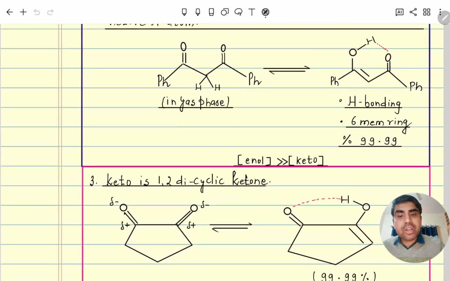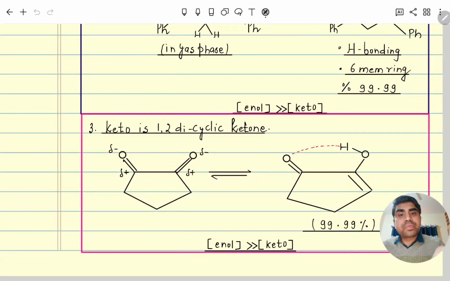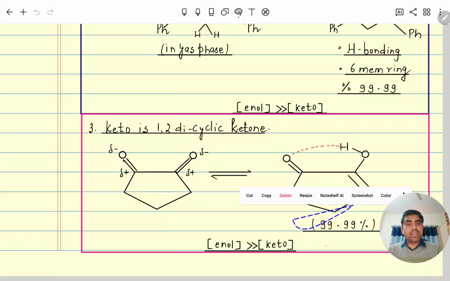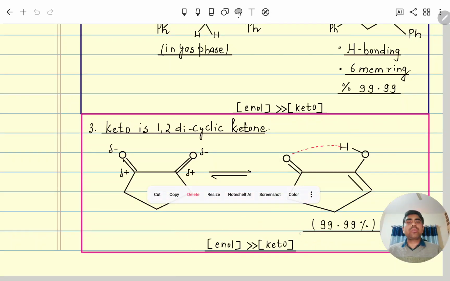And the third case, when 1,2 diketo, but it must be cyclic. 1,3 diketo we discussed. Now it is 1,2 cyclic diketo, means it should be cyclic. So in that what will happen? In that one, if we do enol tautomerism, let's suppose this system is doing enol. So again here chelation happens. How many membered ring? 1, 2, 3, 4, 5. So 5-membered chelation, and it is also more stable, 99.9%. Hence enol is more than keto.